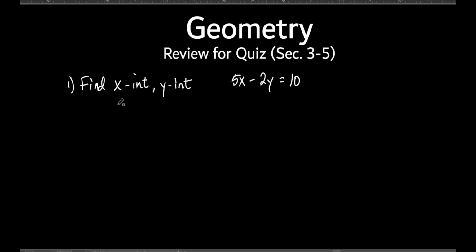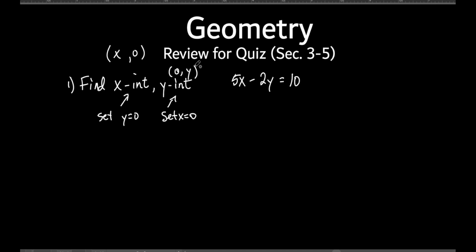To find the x intercept, we set y equal to 0. And to find the y intercept, we set x equal to 0. Everybody with me? And then what's our answer going to look like? Our x intercept is going to be some number, 0, correct? Then our y intercept is going to be 0 and some number.